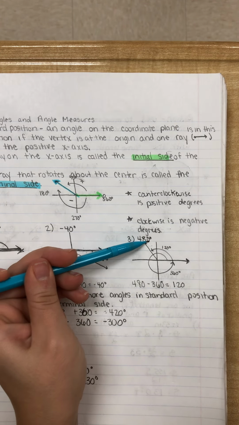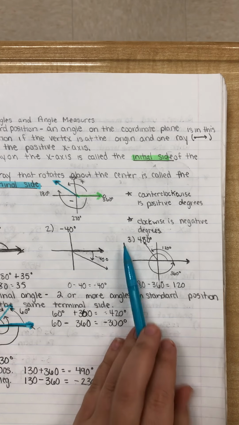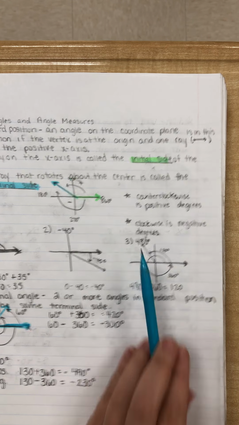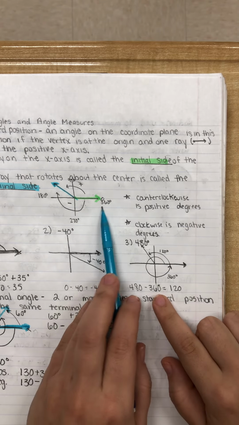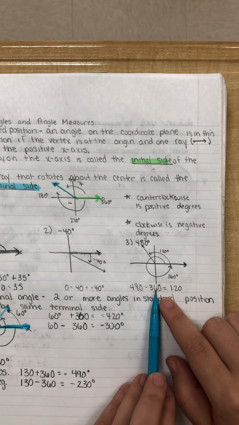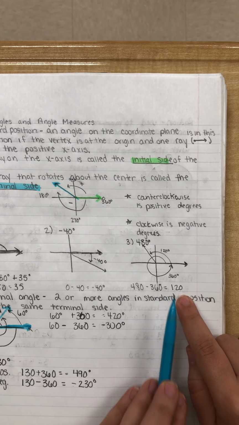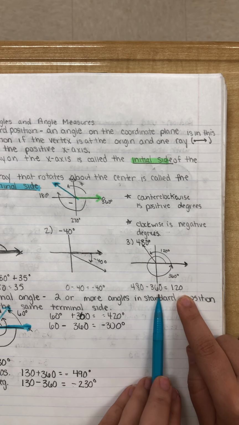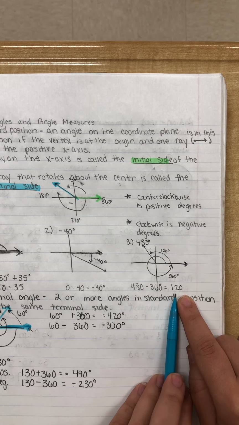Now, 480. Now, 480 is a big number, so you think about it. I went, okay, 480, that's bigger than 360. Let's see how much bigger it is. So 480 minus 360 is 120. That means I'm gonna go all the way around the circle, and then I have to go past 120.